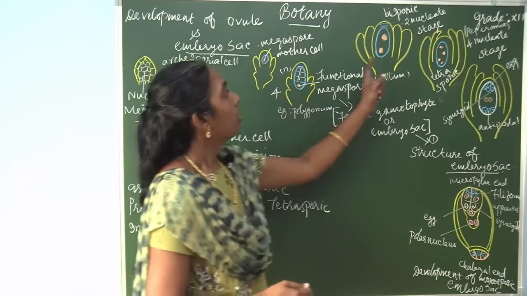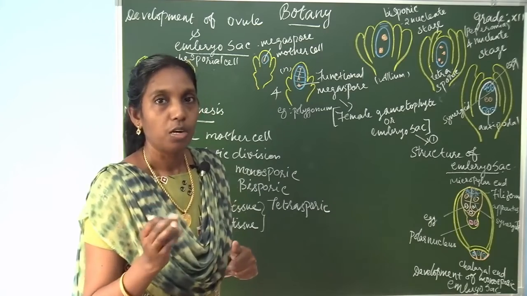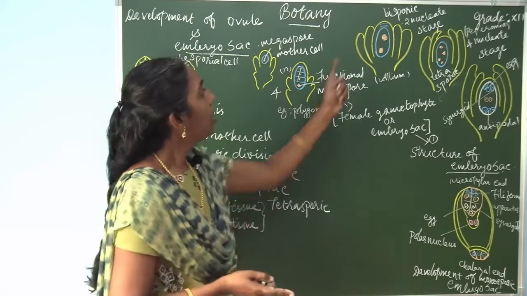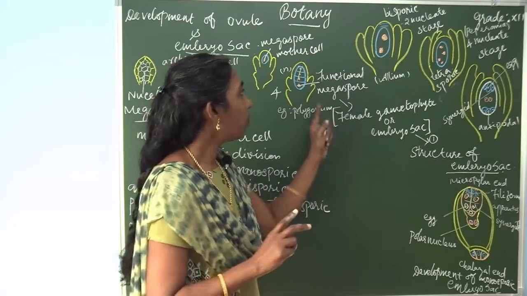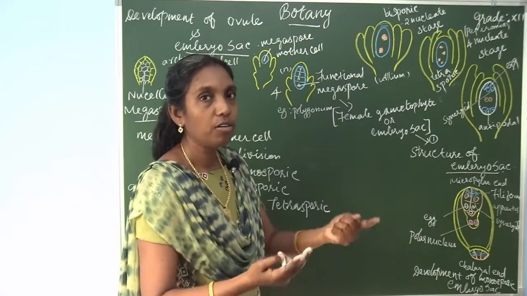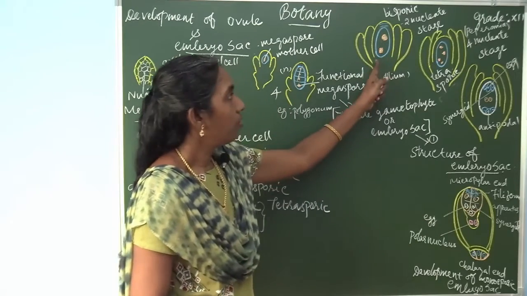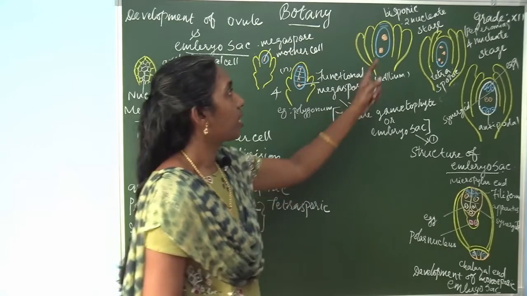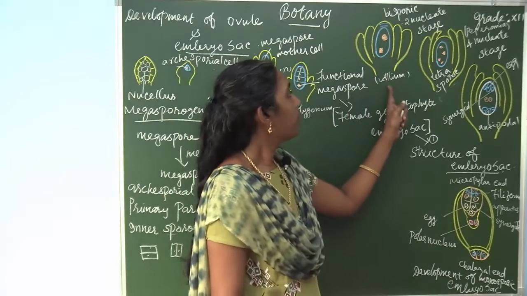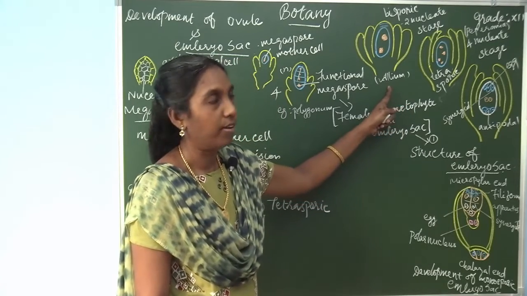Then bisporic. Here this shows a two nucleate stage. Bi represents two, mono is single. Here the functional megaspore among these spores is only one, so monosporic. If it is bisporic, two megaspores are involved in the development of the embryo sac. If two nucleate is involved, it's considered bisporic development. The example of bisporic is Allium.